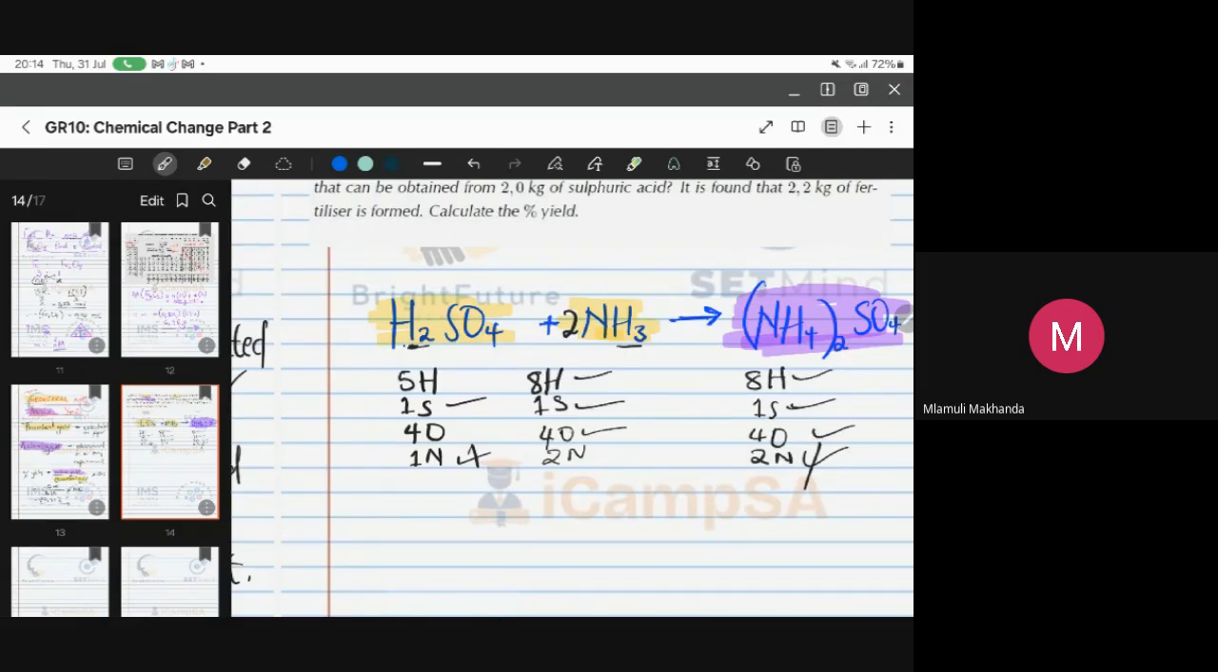Sorry, this looks like a 4O, guys. It's actually not a 4O. It's oxygen. I don't know why I write it like a 4O. Cool. Right. Seems like we didn't have to do much for this one. Everything is balanced. Right.